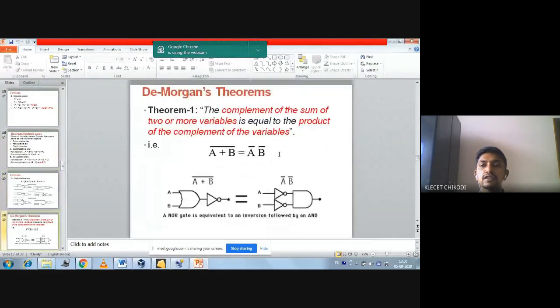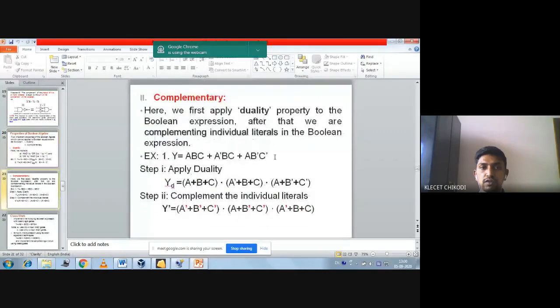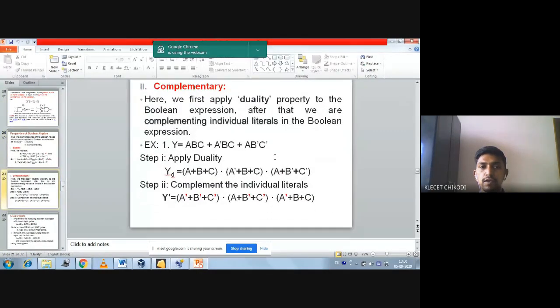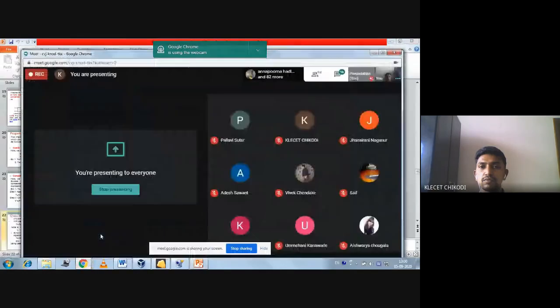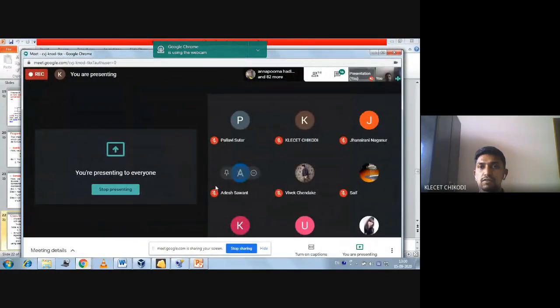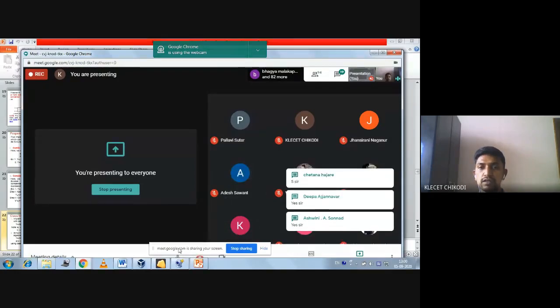Yesterday I gave 2 examples for solving. That is a class work for you. I hope you people have solved that. Fine. Just put in a comment box if yes or no. Fine. Okay, Chetana Hazare.